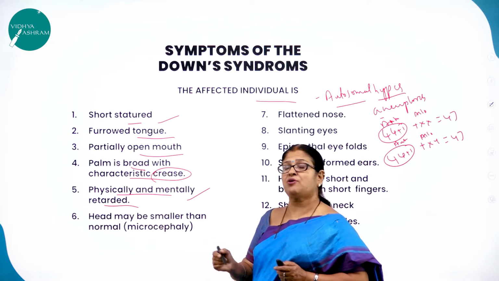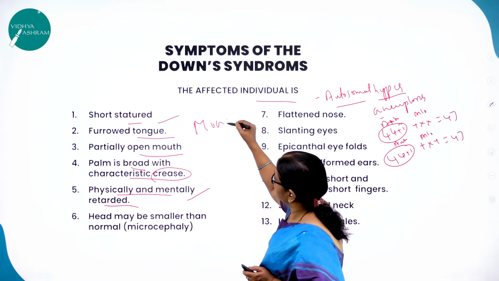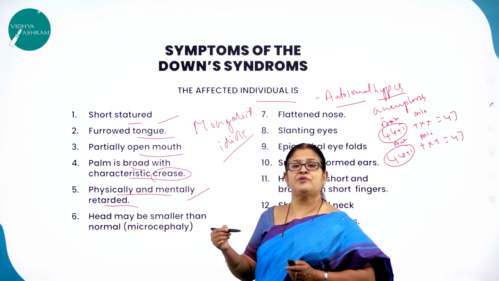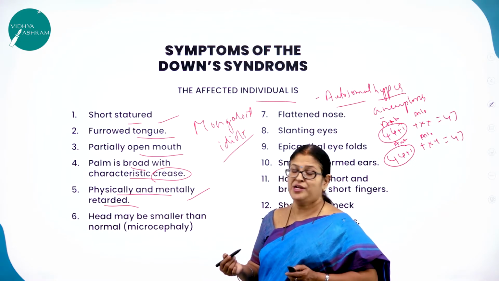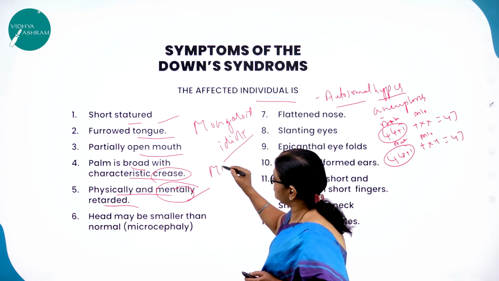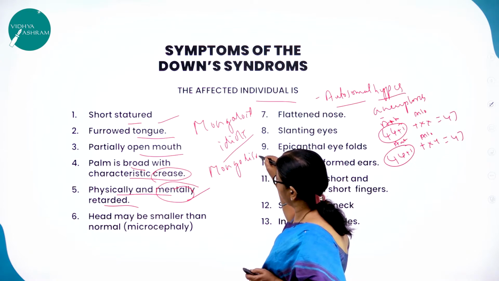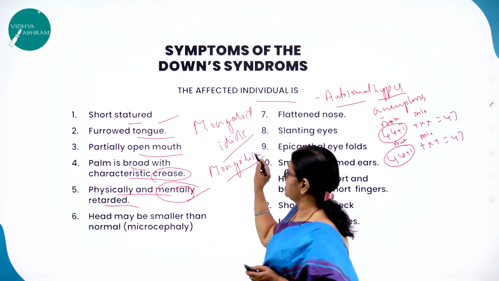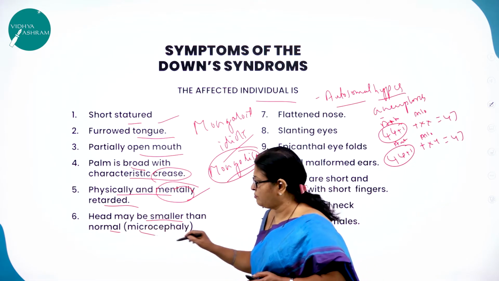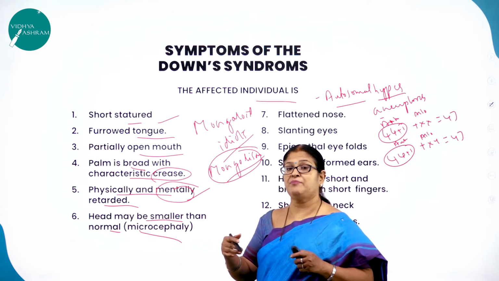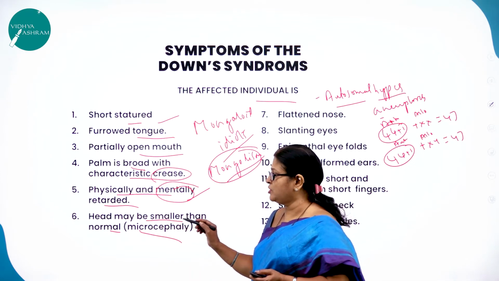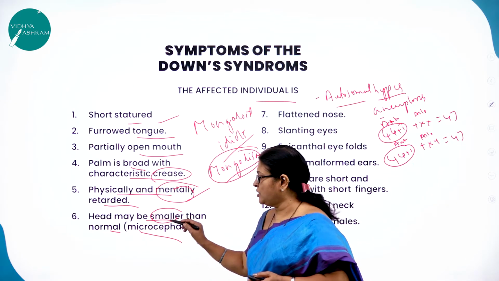Hence they are also called what? Mongoloid idiots. Idiot means whoever shows abnormal behavior. Why do they show abnormal behavior? Because they are mentally retarded. So Down syndrome is also called Mongolism. They look like a race called Mongolism. Right? So the head may be smaller than normal, which is called microcephaly. In some cases the head may be big, which is called megacephaly. Cephaly means what? Head. So the head being smaller than normal is called microcephaly.